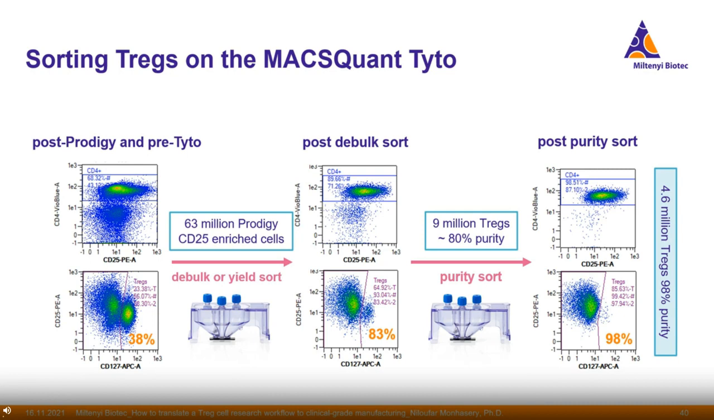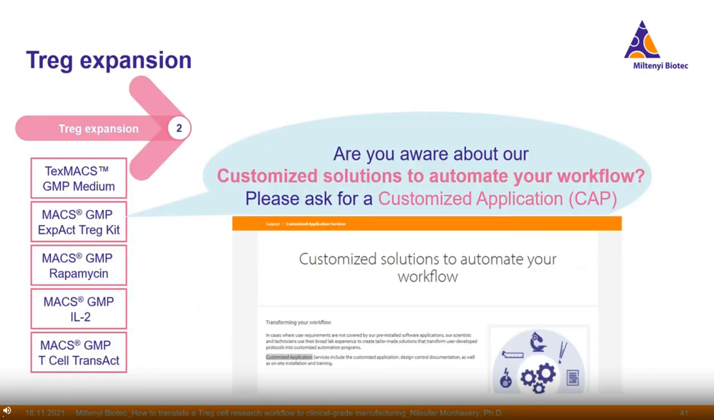Treg expansion. Again, in clinical grade Treg expansion as well, there are lots of challenges. Miltenyi Biotec is offering you a customized solution to automate your workflow. You need to ask our customized application CAP team to design a proper process for you. Otherwise, we have some products that help you to expand your cells. But if you want to benefit from automation in a closed system, you can contact us and ask for a customized application, and our application people are ready to help you.